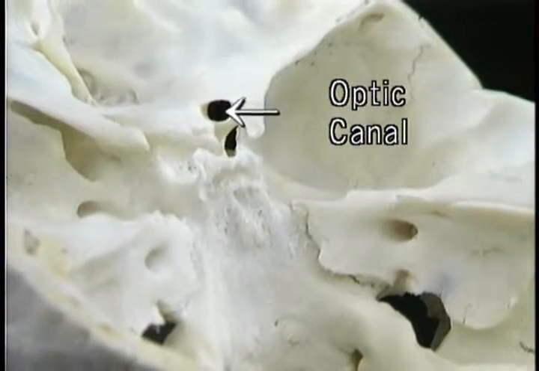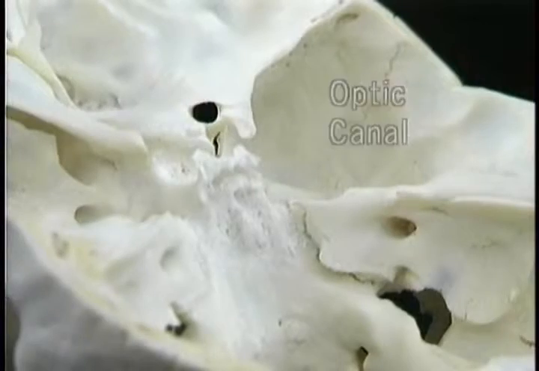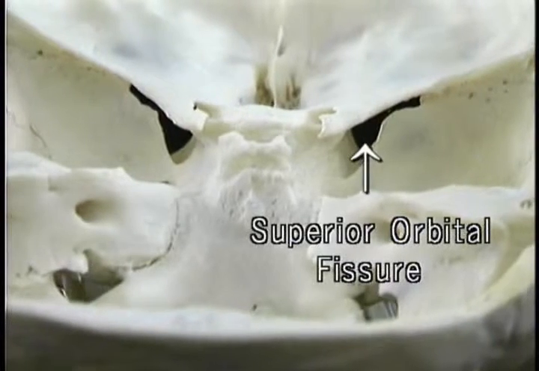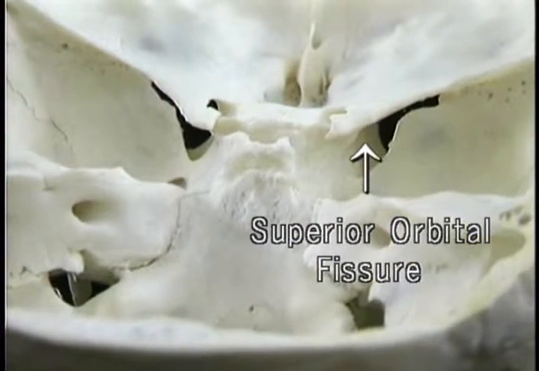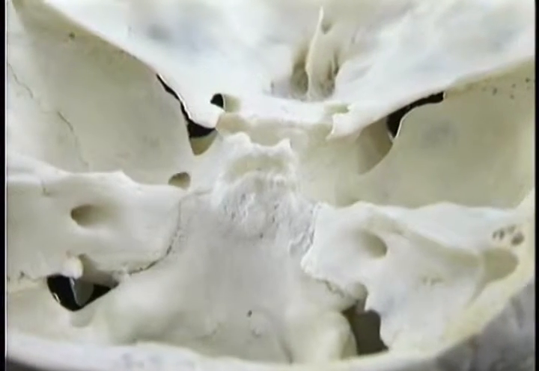This round opening just in front of the anterior clinoid process is the optic canal for the optic nerve. Lateral to it, this large triangular opening is the superior orbital fissure, which we've seen already. Numerous nerves and blood vessels pass through it into the orbit.